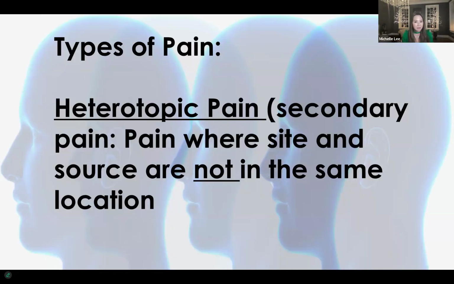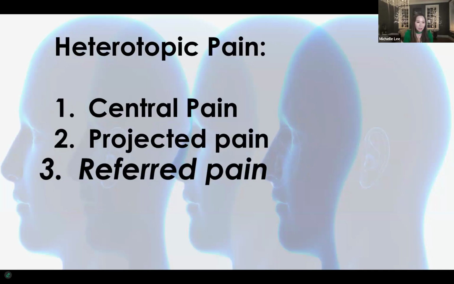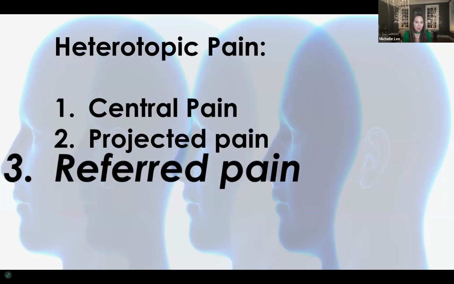There is another type of pain which is associated with more of our chronic pain that comes into play, and that has to do with heterotopic pain. So this is secondary pain where site and source are not in the same location. And when we break down heterotopic pain, in the scope of this webinar tonight, I'm just going to focus on referred pain, but this is where site and source are not the same.